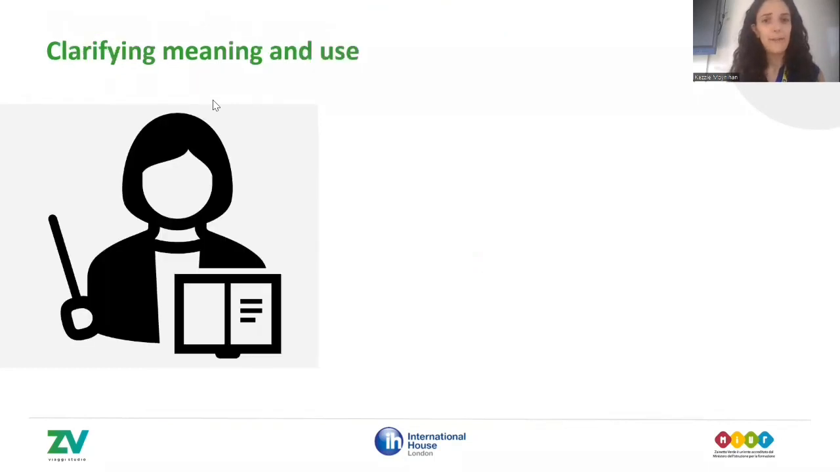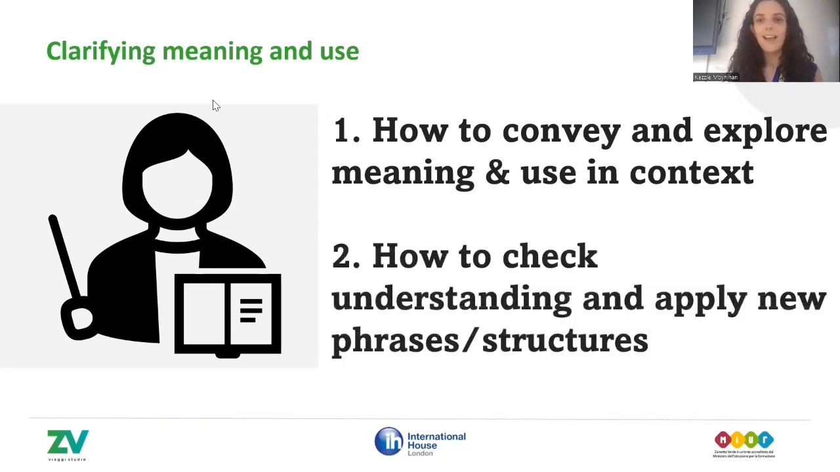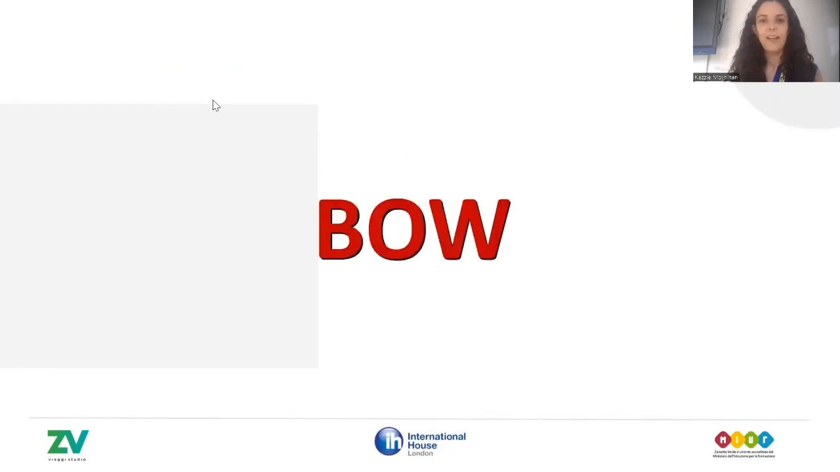In order to be an effective teacher and to help students understand these ideas, teachers need to be able to do two things. One, teachers need to understand how to convey and explore meaning and use in context, and also how to check understanding and apply new phrases and structures after they have been learnt. So let's look at an example word and some of the difficulties students might have when learning it.